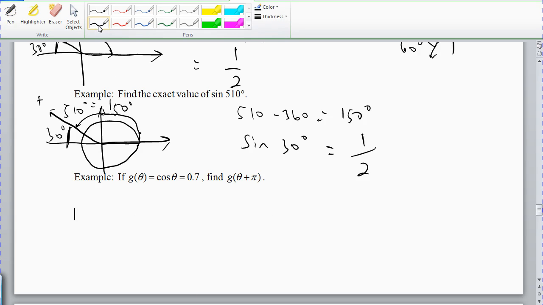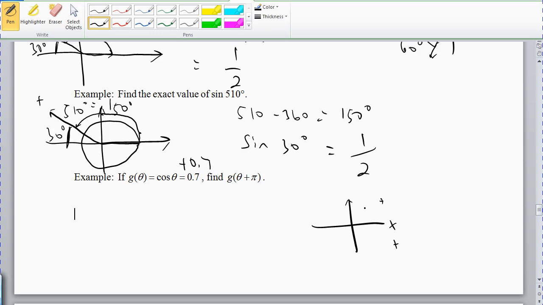Now let's look at this example. This may look a little different, but it's really not. We're given cosine of theta is 0.7. If you notice, that's a positive 0.7. So let me write that in there. Positive 0.7. So we want to think, where's cosine or the x values positive? Well, they're positive here and then positive there.